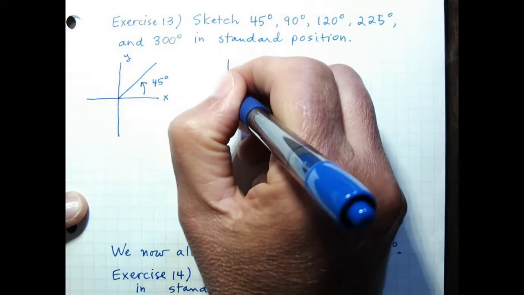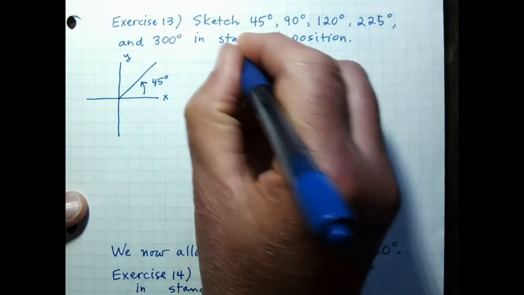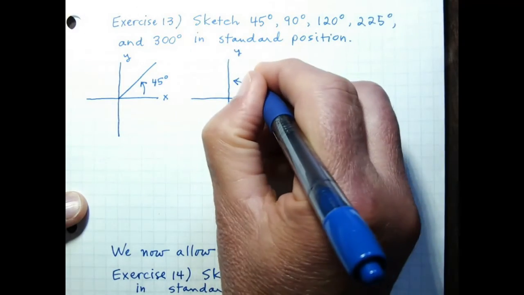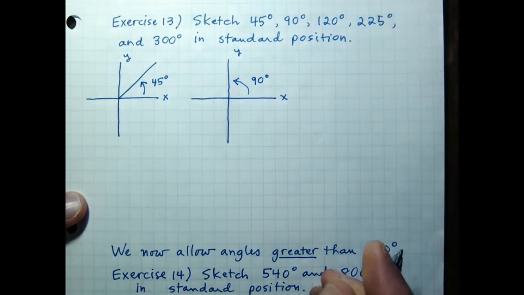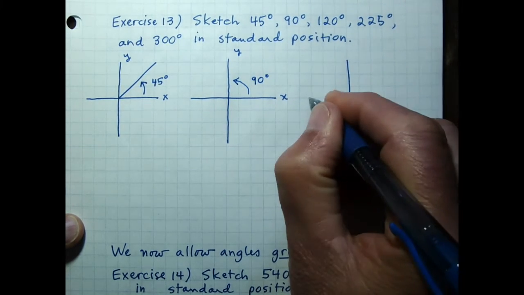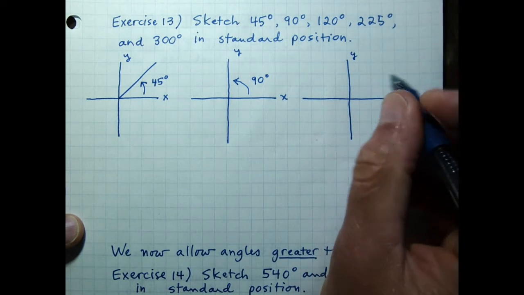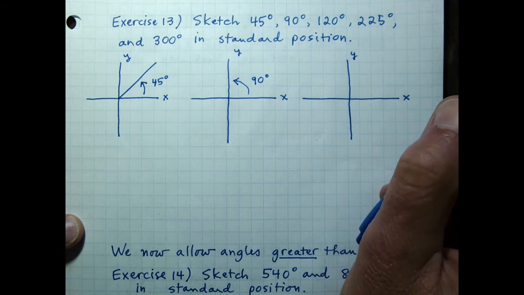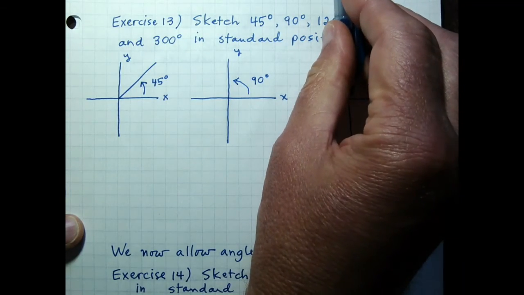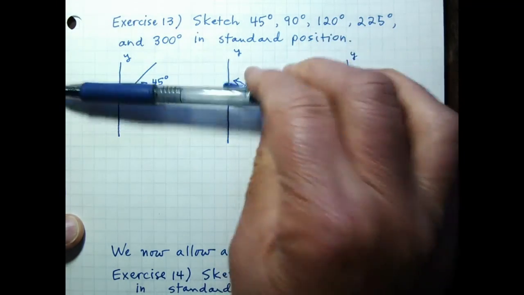90 degrees in standard position. Here's x, here's y. Of course, a 90-degree angle will extend from the positive x to the positive y. 120 degrees. x and y. I know it's more than 90 degrees, and you want to think of those multiples of 90 to help you out here. So we know 90 degrees we just drew. 180 would be a straight angle extending in the negative x direction.